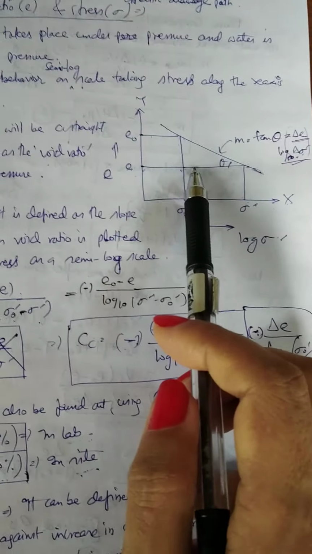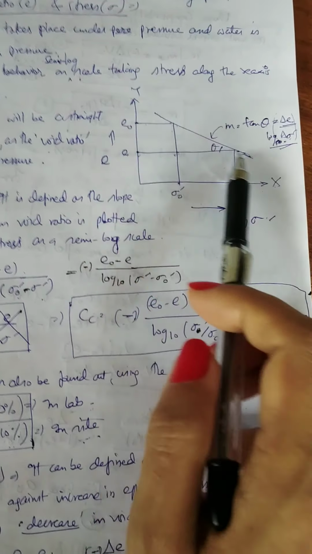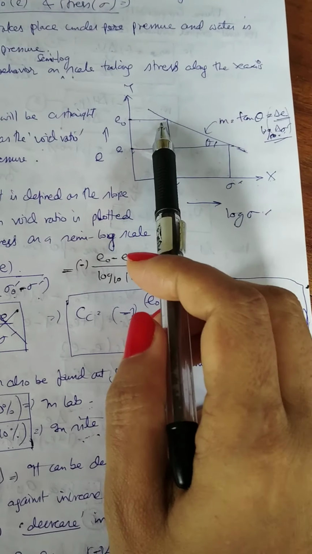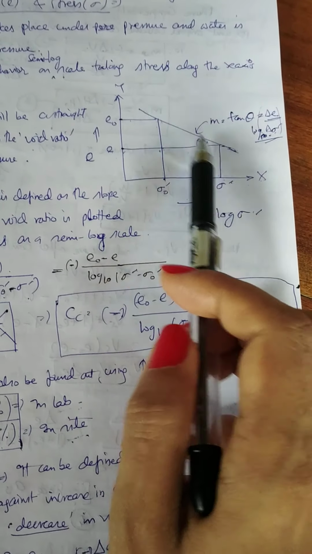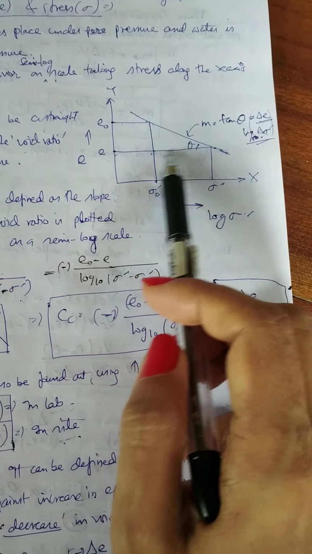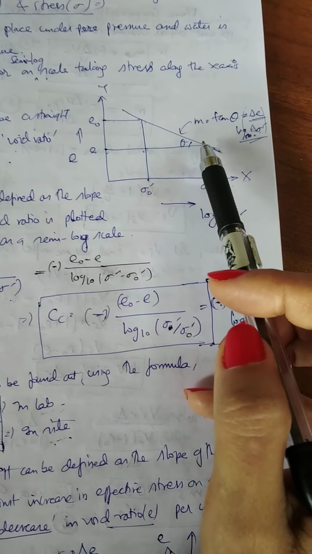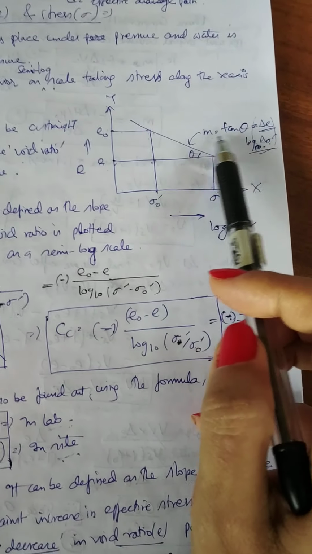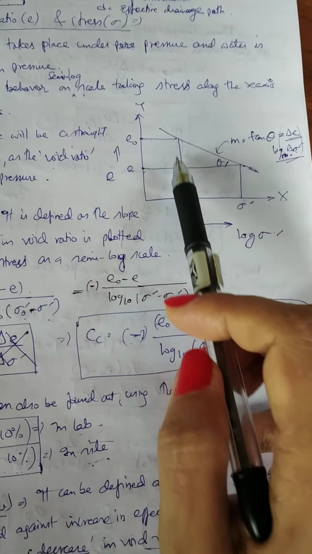So what is Cc? It is a slope. How do you find the slope of any curve? If it's a straight line and you form a triangle, the slope will be tan theta of that line. So tan theta will be the perpendicular height upon the horizontal base b. That will give you the slope m, right? So here, how do you find that vertical height?